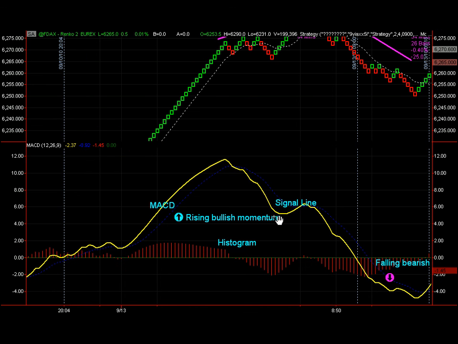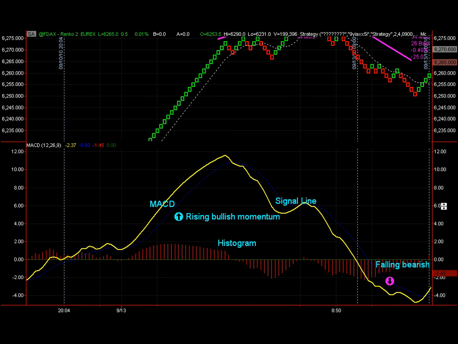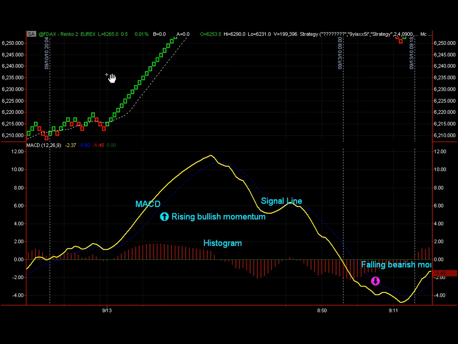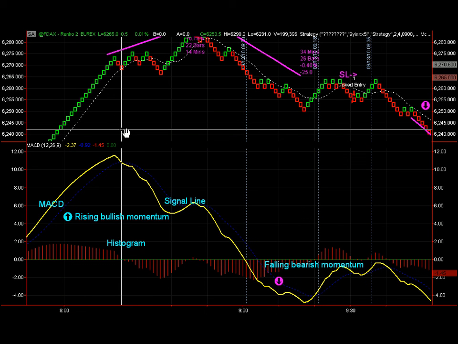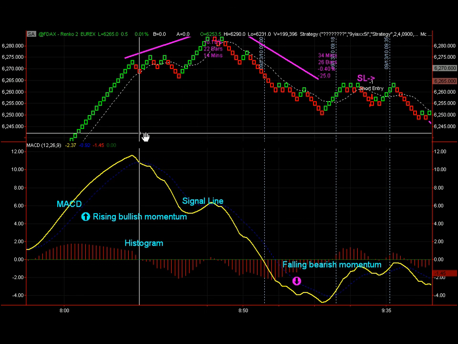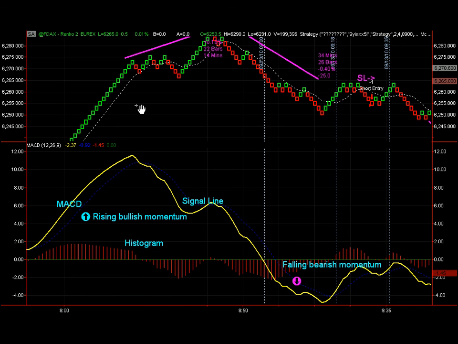Traders, the purpose of the 9-period exponential moving average is really as a confirmation tool. So we see a cross here on the MACD above the signal line, which confirms bullish momentum, and then up here we see a cross below the signal line, which gives us a potential sell setup.